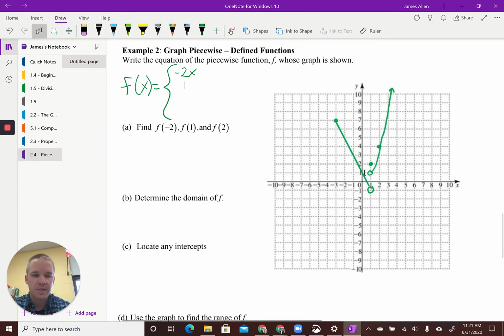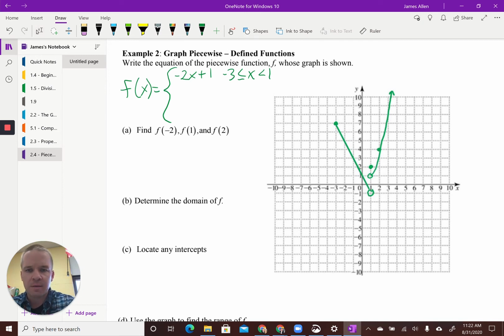And then what's my y-intercept? That is +1. So -2x plus 1. And then where are we defining this? This is between -3 for my x value all the way to +1. So from -3, including that, to +1, not including that. Okay? First one done. I like it.